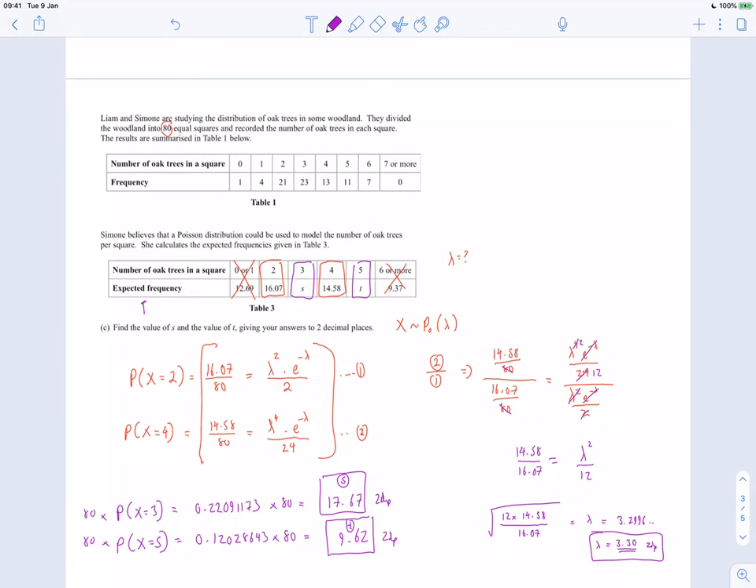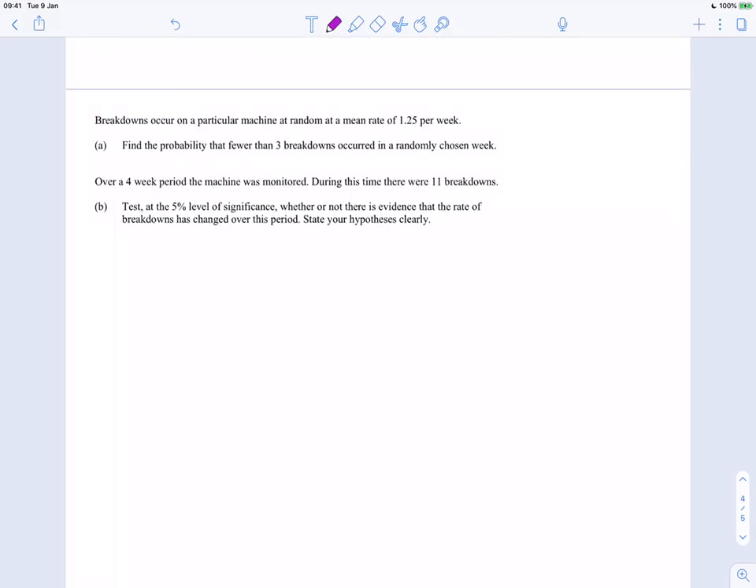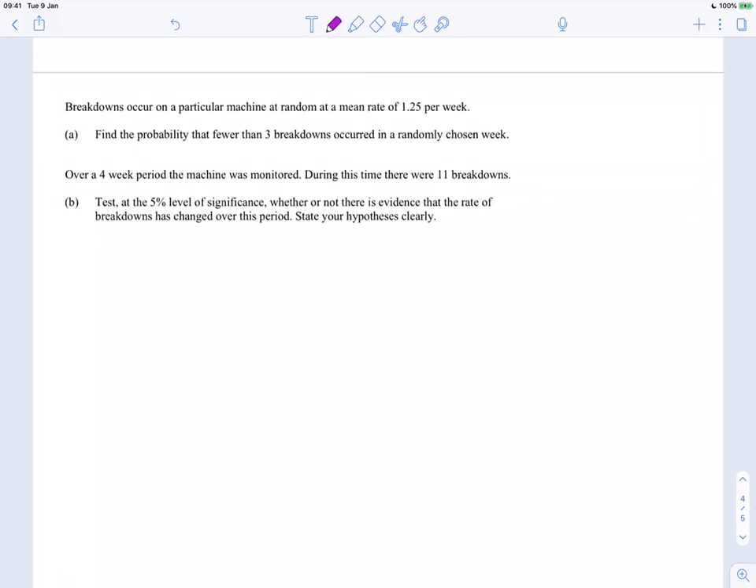A nice little problem, just testing your idea of, do you understand the Poisson distribution? Can you calculate distributions? That kind of thing. The question then went on to doing hypothesis tests with chi squared, and maybe we'll have a look at it at a later date, probably in the next 2 weeks. Anyway, final question. So if you want to pause the video and give it a go yourself.